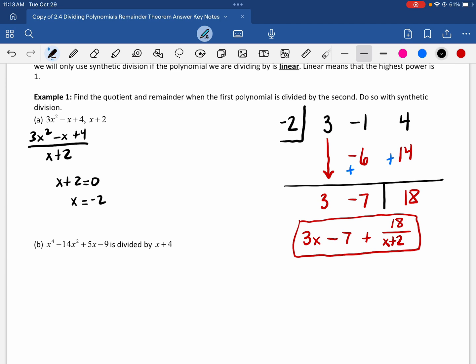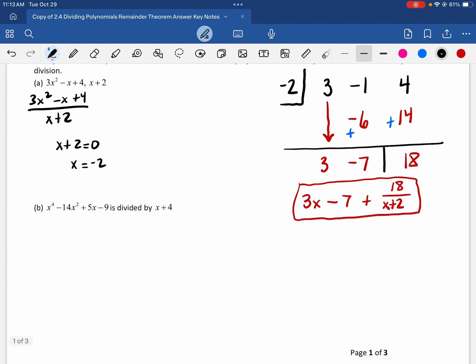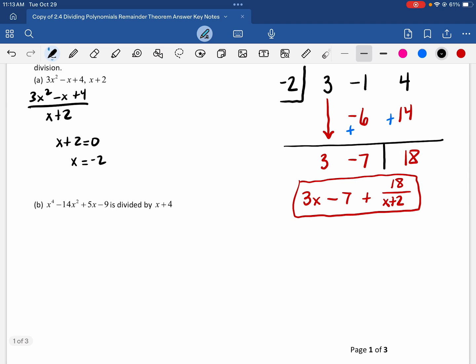All right, I'll do another one. This time we have x to the 4th minus 14x squared plus 5x minus 9 divided by x plus 4. So again, what you divide by is what's going to go in that little box. So I'm going to take that x plus 4 and set it equal to 0. I'm going to solve it. So inside our little backwards L, we're going to put -4.